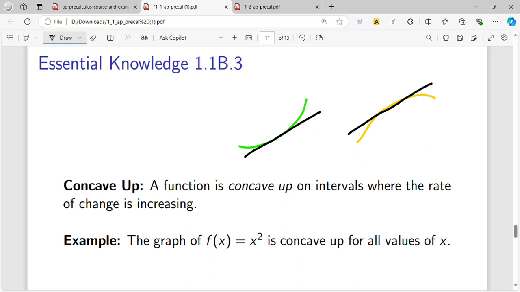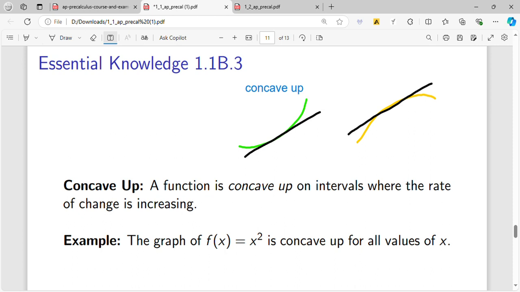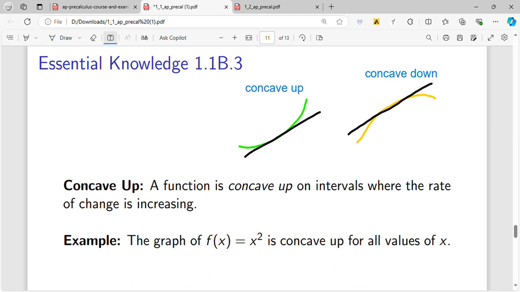So we label these two different types of functions differently. This one I would label as concave up because it mostly lies above the line, right? And similarly for the second function, I will label it as concave down. So what's the difference between these two intervals?